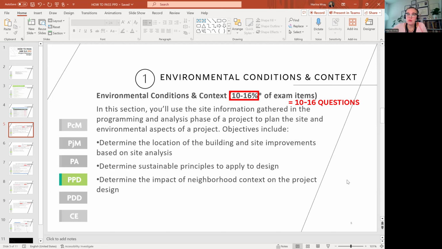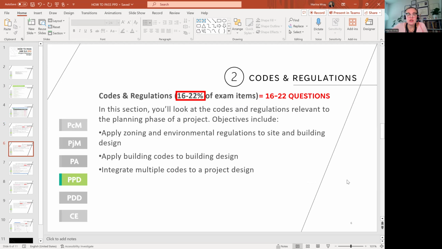Just don't study just for this exam, but apply it to what you will be doing as a licensed architect. So section number 2 is codes and regulations, and we will see this throughout a lot of divisions. That is important. We need to always cross-reference this before we design and before we make any mistakes, right? So it is between 16 and 22%, or between 16 and 22 questions.